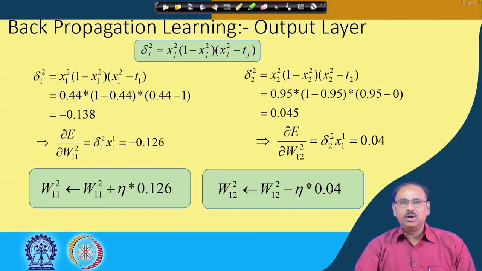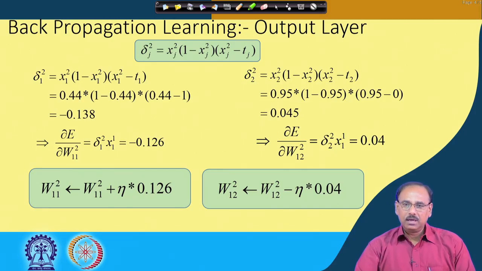And in the same manner, when I compute delta 2 2, which is x 2 2 into 1 minus x 2 2 into x 2 2 minus t 2. You remember that my x 2 2 was 0.95 and t 2 is equal to 0, because the input vector belongs to class 1. So, my t 1 is 1 in the target vector and t 2 is 0 in the target vector. So, accordingly, as x 2 2 is equal to 0.95, when I compute delta 2 2, it comes out to be 0.045.